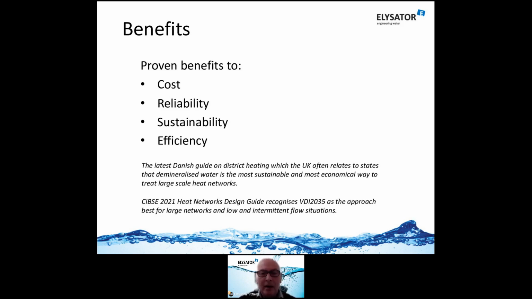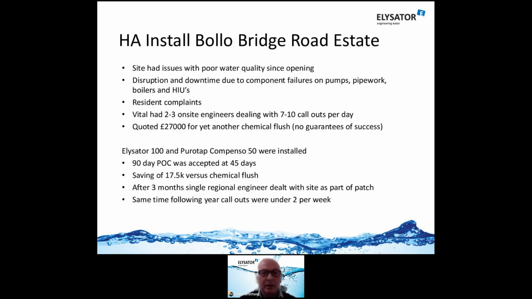They say that demineralized water is the most sustainable and most economical way to treat large-scale networks. Also, on a district network, if you do have leaks, you don't want chemicals going into the ground because it's going to end up on your water table. As I said earlier, CIBSE have now recognised VDI as an approach for large networks and for low and intermittent flow situations. A few projects that we've worked on.